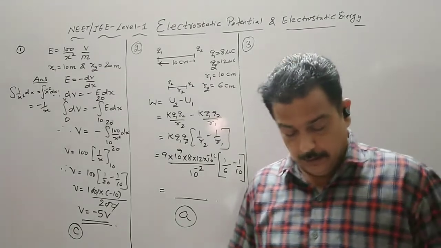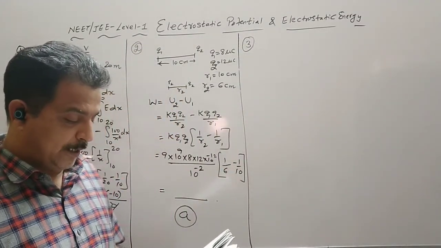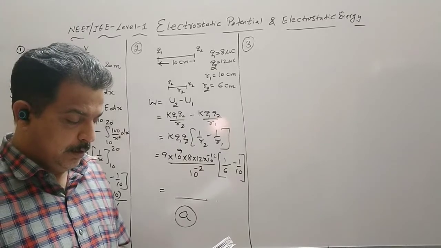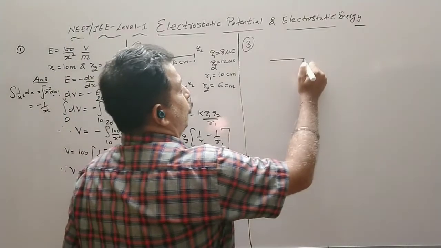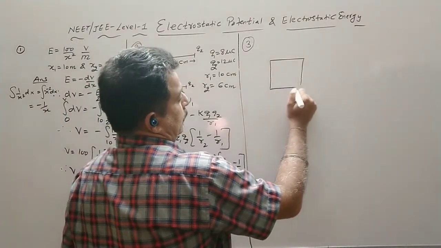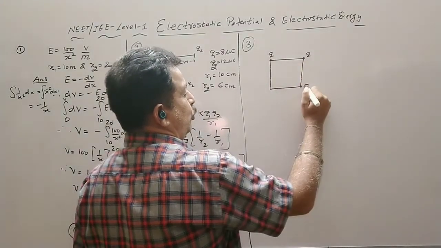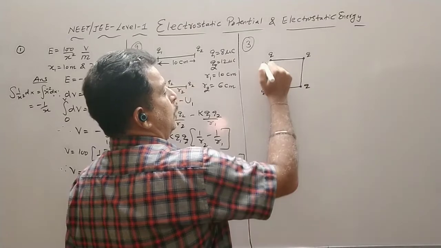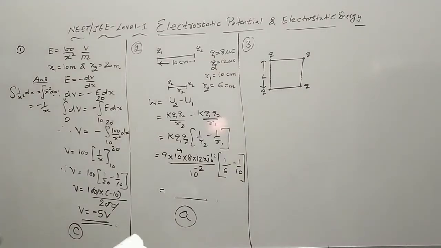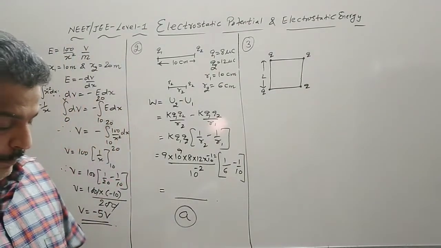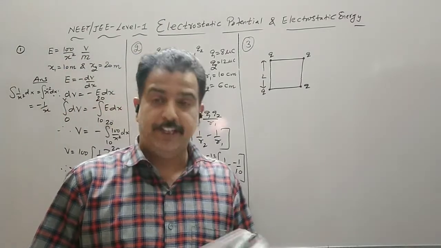Question number 3. 4 identical particles, each of mass m and charge q, are kept at the 4 corners of the square of length capital L. So we have 4 identical charges, say q, q, q and q. The length of the square is L. The mass of each particle is m. The final velocity of these particles after setting them free will be.